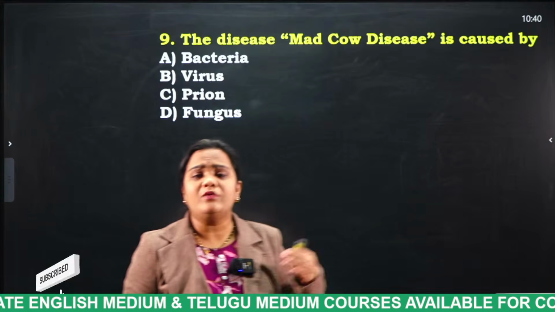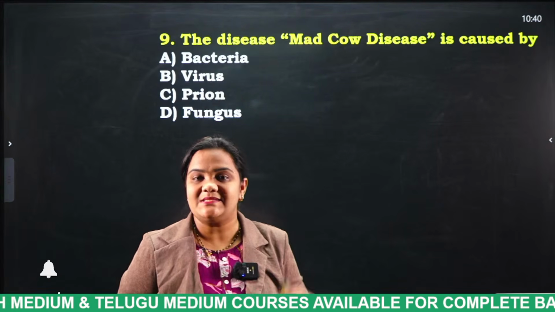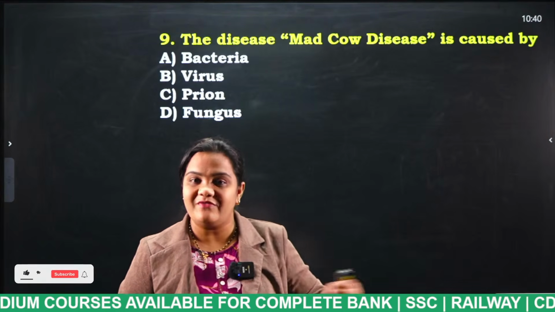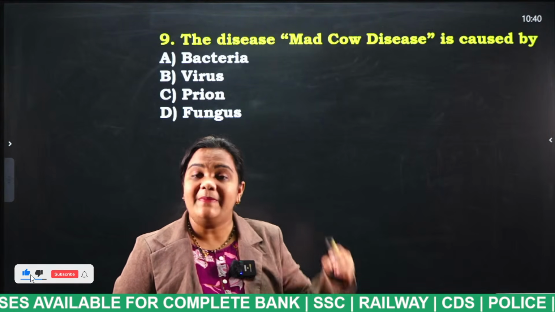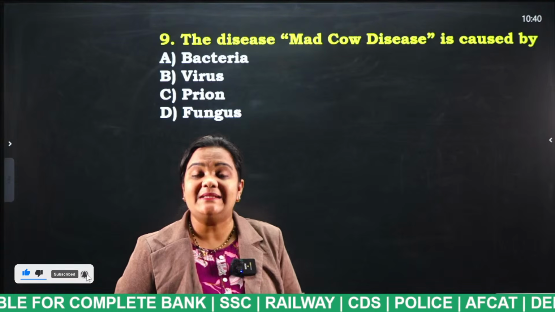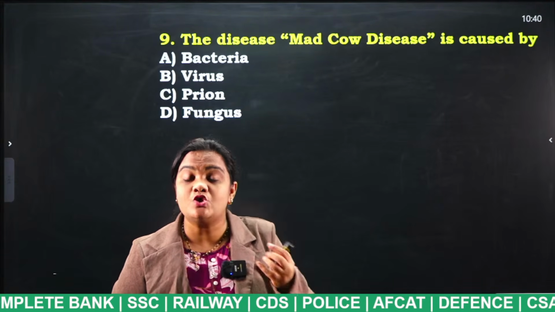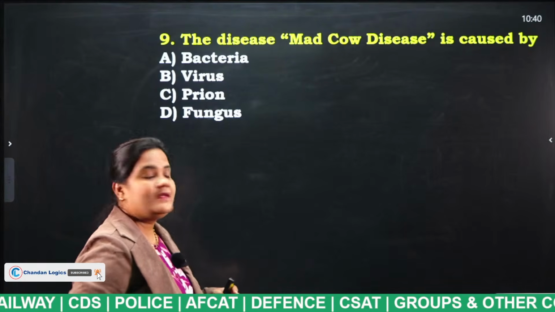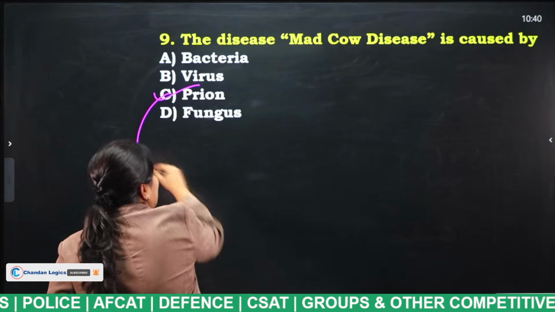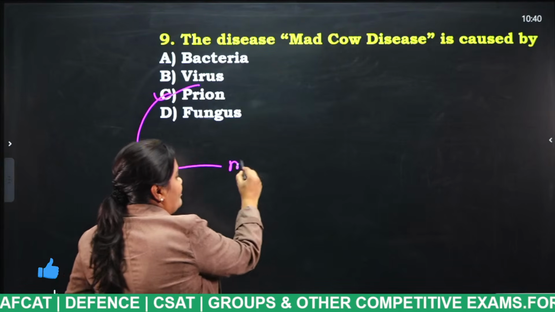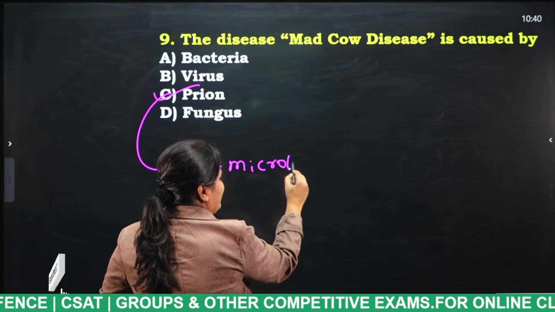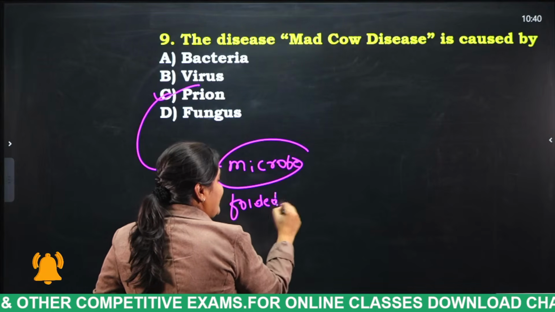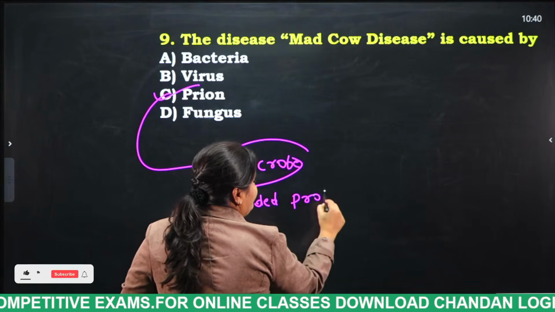Most diseases are caused by different types of microbes like bacteria, virus, protozoa, etc. But mad cow disease is caused by the consumption of prion. What do you mean by prion, students? Actually, prion is not a microbe. It is not any pathogen. It is a folded protein. Remember, students, this prion is a folded protein.